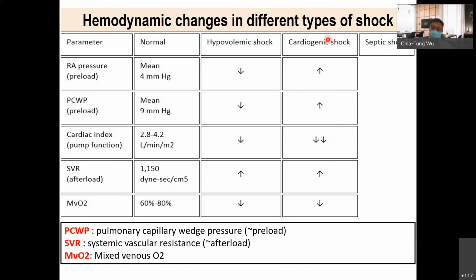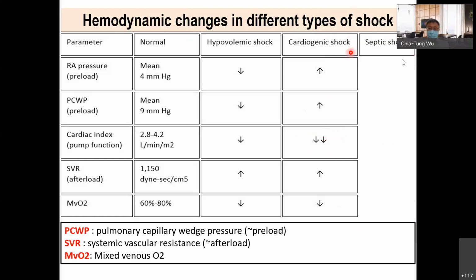So to treat cardiogenic shock, first of all, we need to know the reason. If the patient has a myocardial infarction, we need revascularization of the coronary arteries. And also, we use some drugs called inotropic agents. Inotropic agents increase the contractility of the heart, so they can reverse the decrease of the cardiac index to make this patient recover. So for cardiogenic shock, we give inotropic agents.